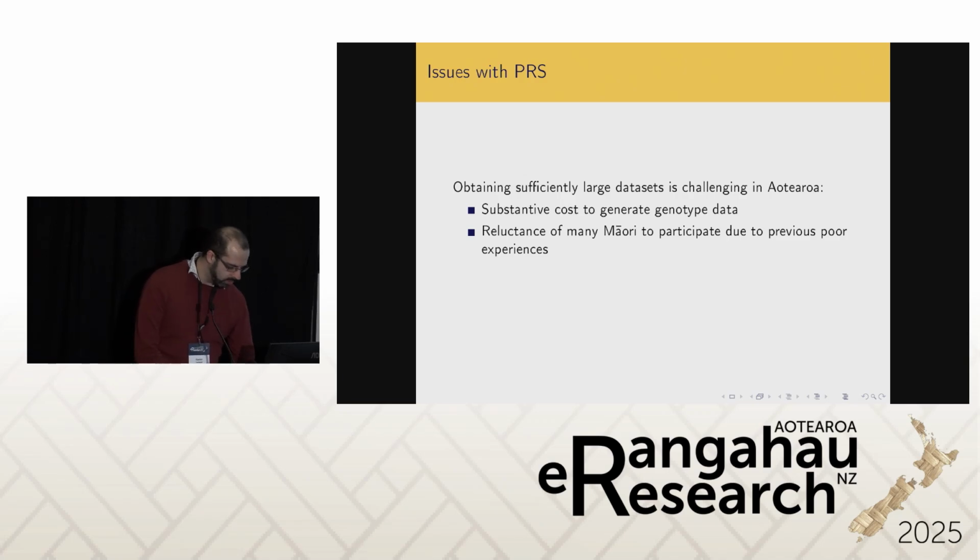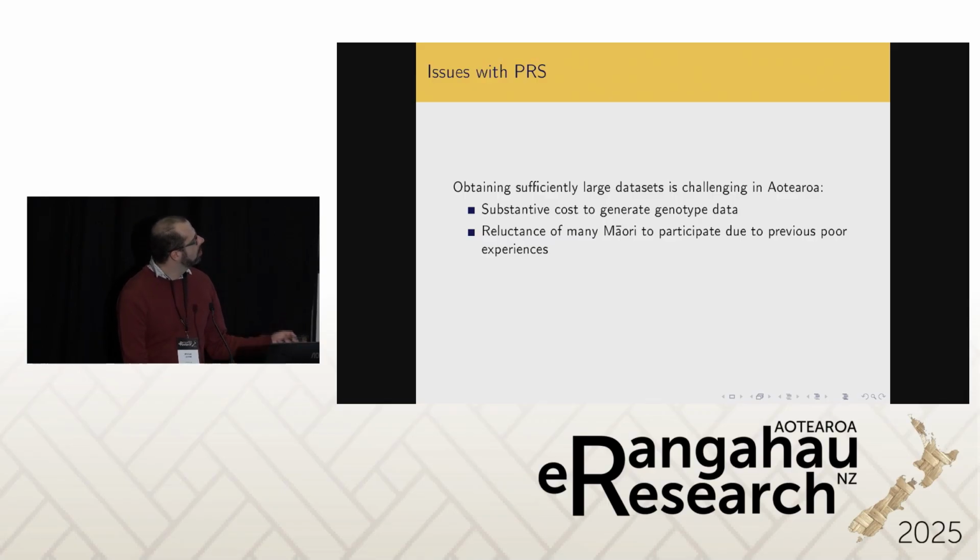Now, ideally, you'd just repeat the same kind of thing in New Zealand, get a nice big data set and find some more appropriate PRS GWAS estimates. But, well, it's expensive. I probably don't need to talk about science funding in New Zealand to anyone. And also, many Māori have, for a variety of historical reasons, pretty negative feelings about taking part in such a study.